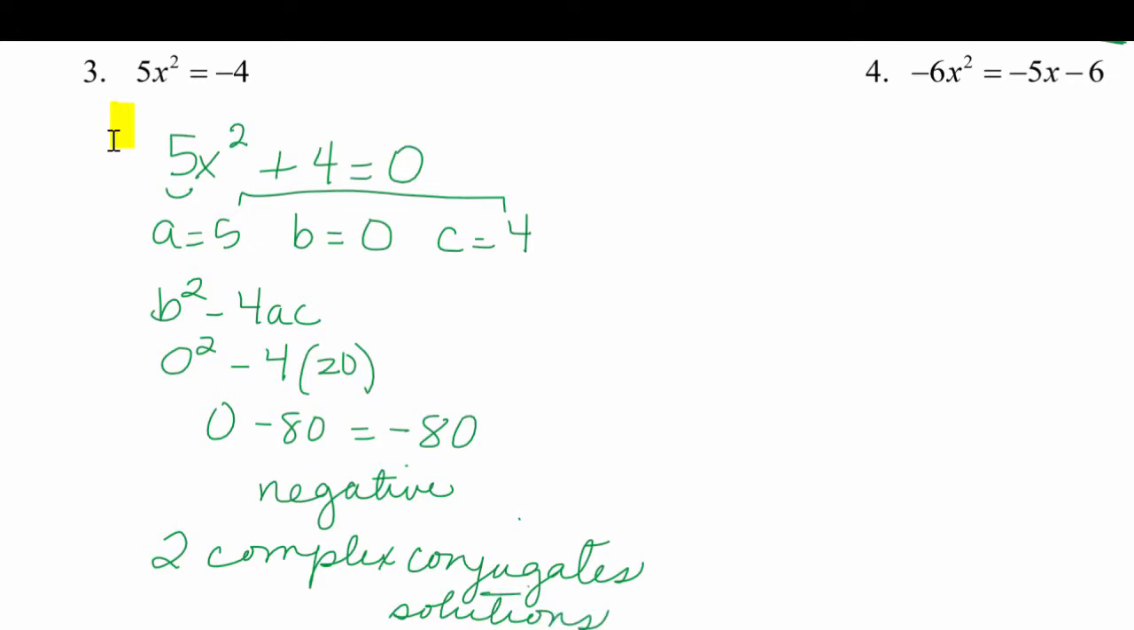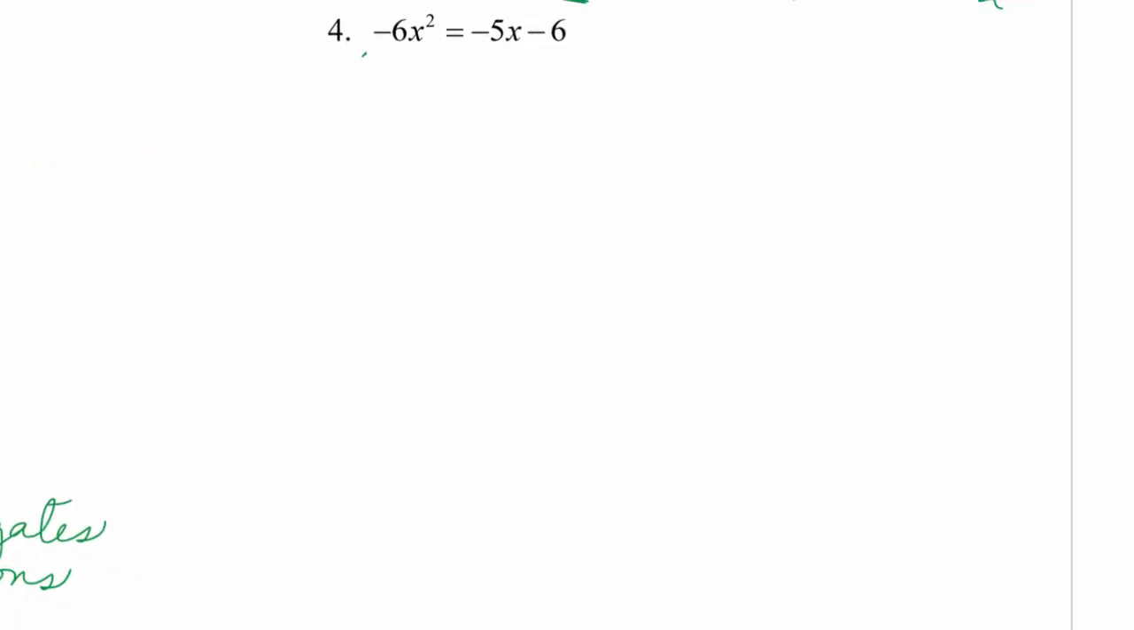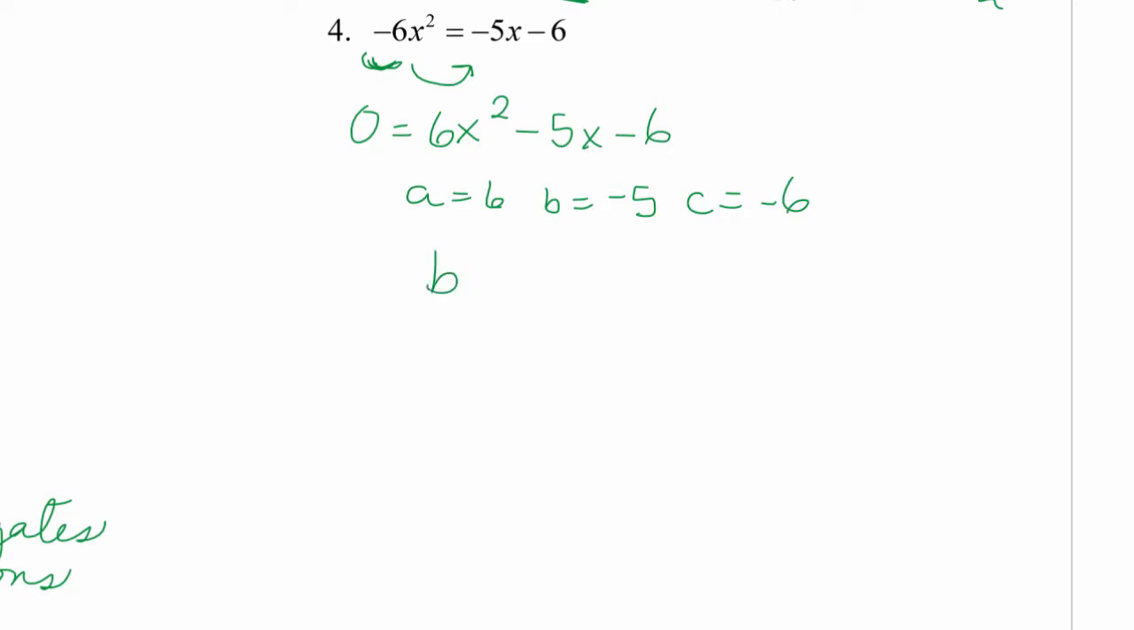Okay. All right. And then this one. Okay. Notice now here that the A is negative, right? So I'm going to actually move the 6x squared over to the right and put a 0 on the left, because we can do that, right? So positive 6x squared minus 5x minus 6. A is 6. B is negative 5. C is negative 6. The discriminant, b squared minus 4ac.